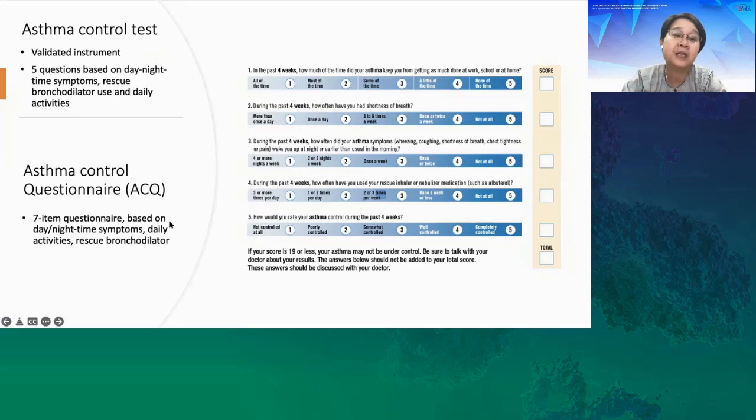and this is a self-administered survey. If you do not like this, you can actually use the asthma control questionnaire, which is a 7-item questionnaire, and it's based on daytime and nighttime symptoms, daily activities, as well as rescue bronchodilator.